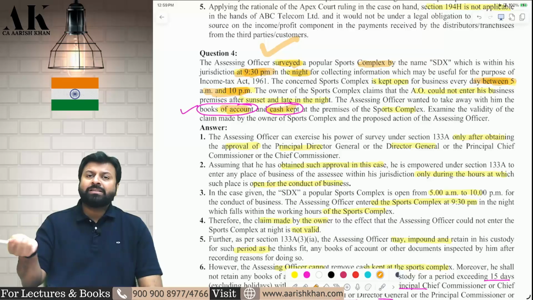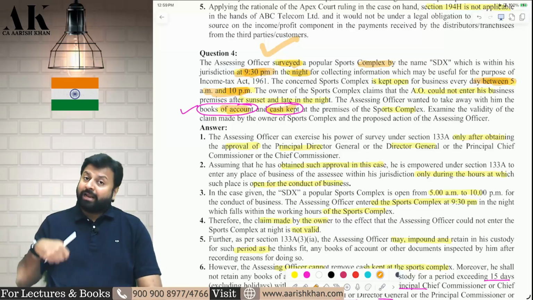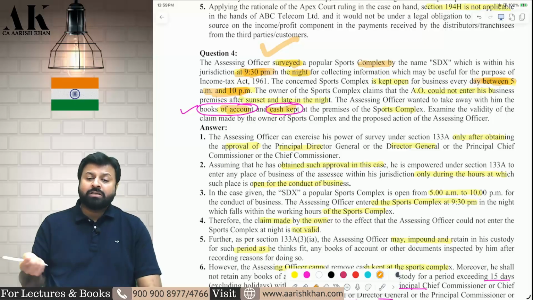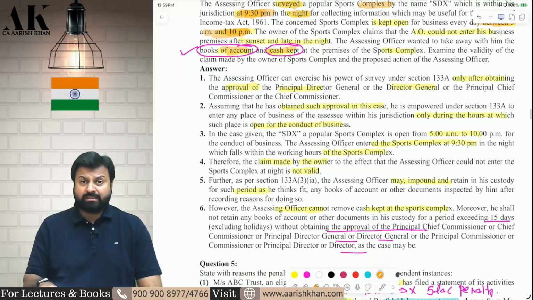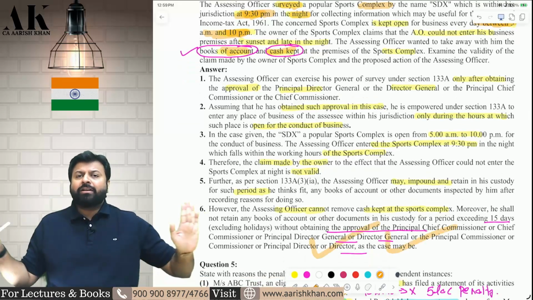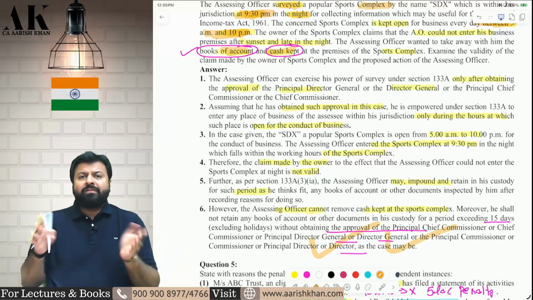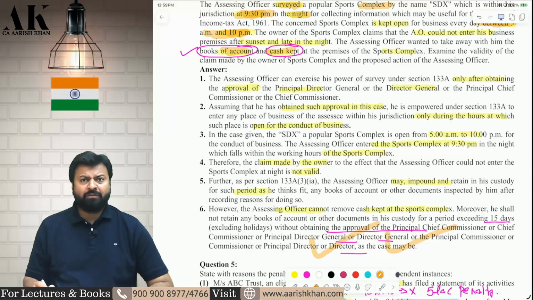Yes, for books of account, he can take away the books of account for as much time as he wants. But if he wants to take the books of account for more than 15 days, excluding holidays, then he has to take approval from higher authority. Cash he cannot take. Books of accounts he can take up to 15 days. No worry, beyond 15 days he can take an approval and take beyond 15 days also.